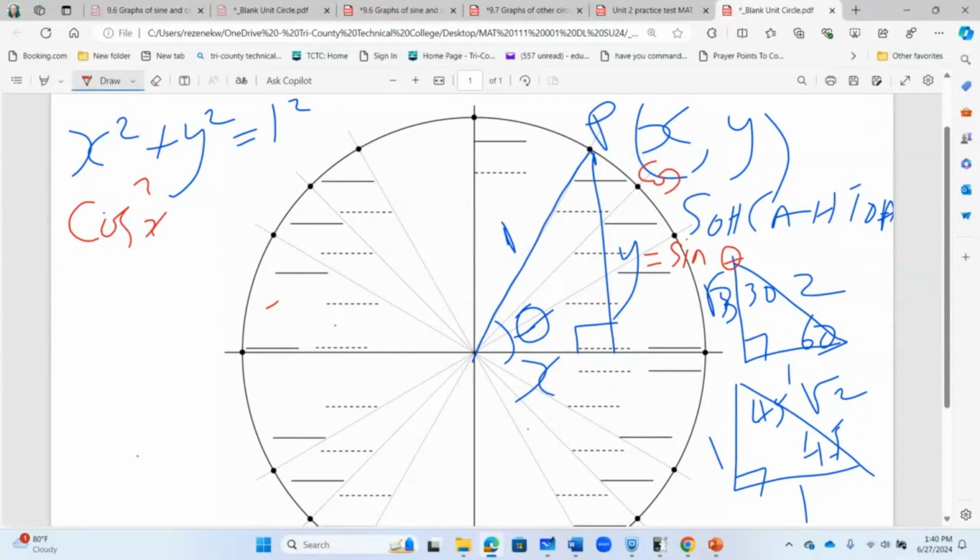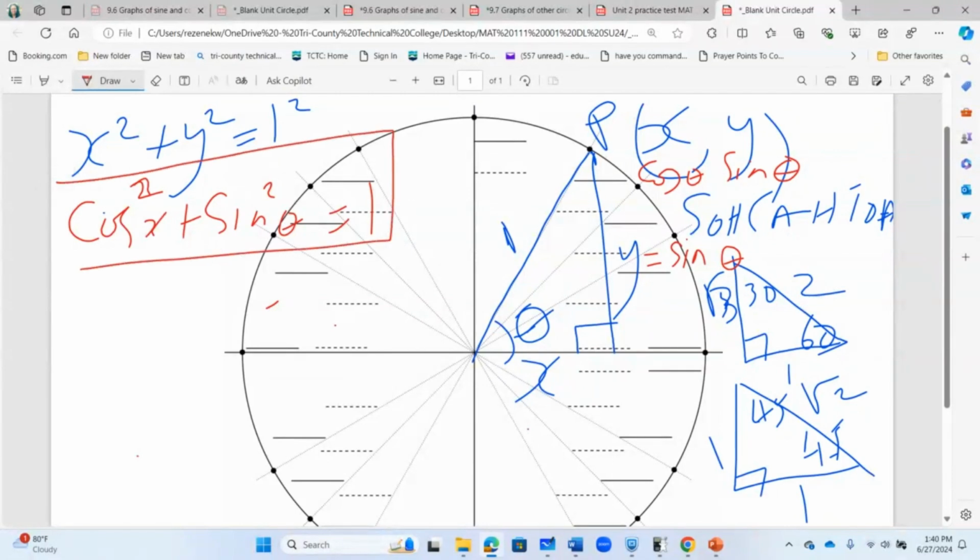Therefore, this point here is cos theta, sine theta. Any point on a unit circle is. So we have cos squared theta plus sine squared theta is equal to 1. So we call it Pythagorean identity. We can call it number 1, but it's not even number 1. Because we already know that sine, cosine, tangent, we already know them. We know the reciprocal functions. There are 6 trig ratios. Well, this is a major identity that we cannot forget. We cannot forget that.